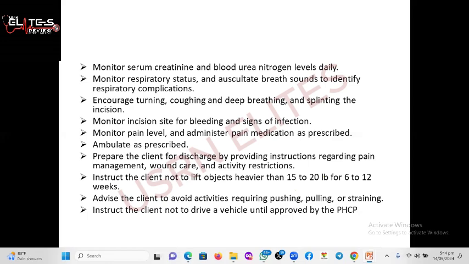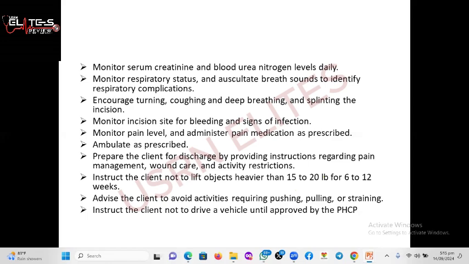Then you monitor the sites for signs of infection. If there is infection, we know that there's going to be some form of abnormal drainage from the incision site, some redness, or increased temperature and warmth around the area. Then pain medication will also be very important. Your antibiotics will also be there. Then you encourage clients to ambulate as prescribed.